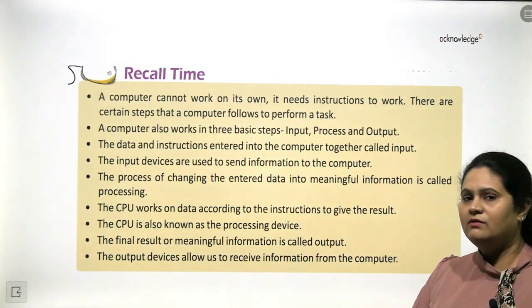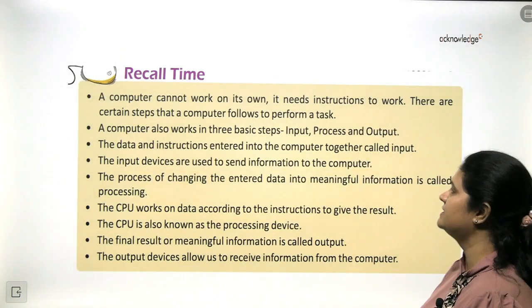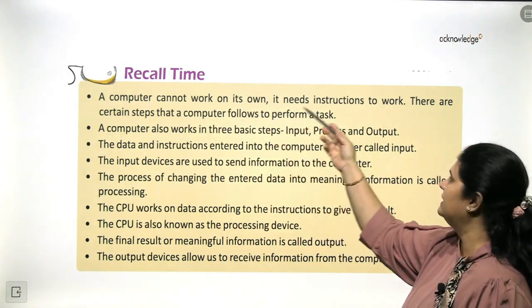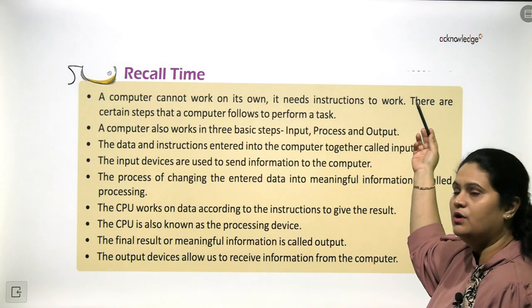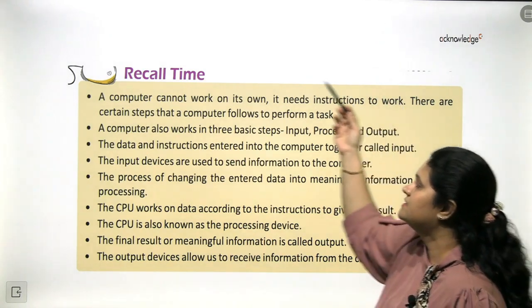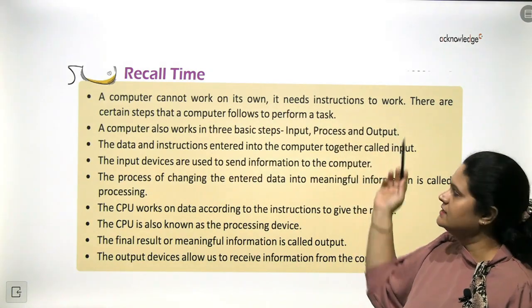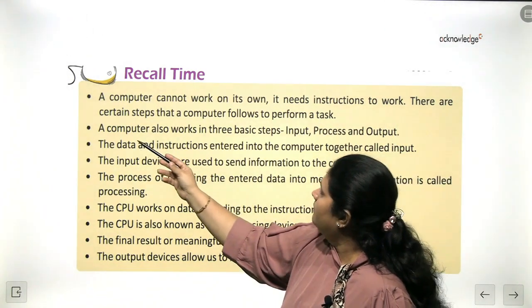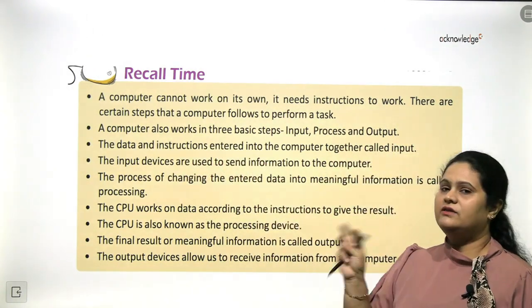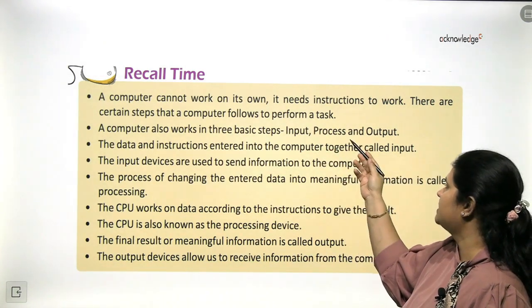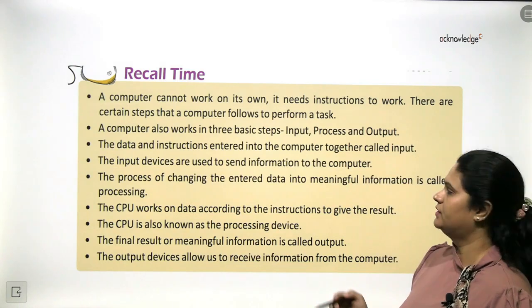Let us recall whatever we have done in this class. A computer cannot work on its own. It needs instructions to work. There are certain steps that a computer follows to perform a task. A computer also works in 3 basic steps, that are input, process, and output.